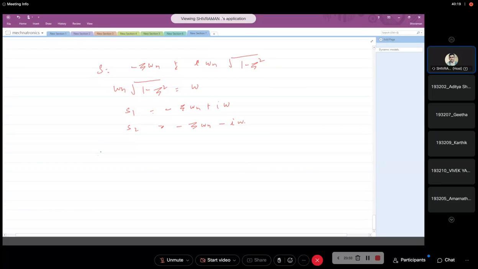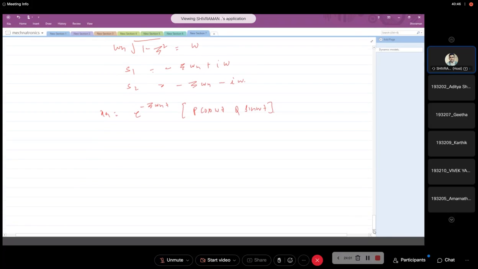And the general solution form will be x_n is equal to e^(-omega_n t) times (p cos omega t plus q sin omega t). Okay. So this is the second order system with natural response, having damping and with no damping. Okay. Next is your forced system.